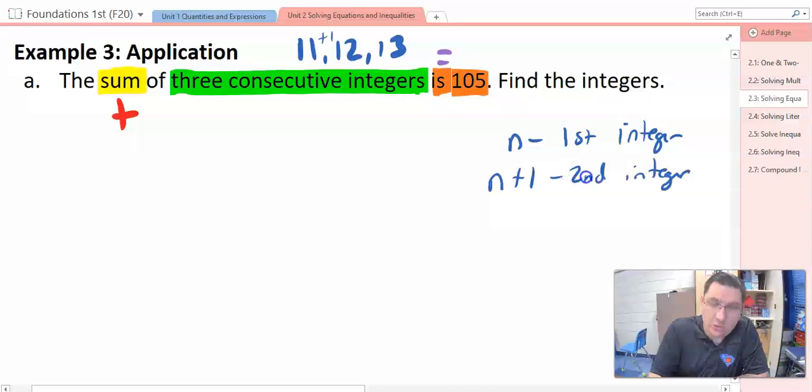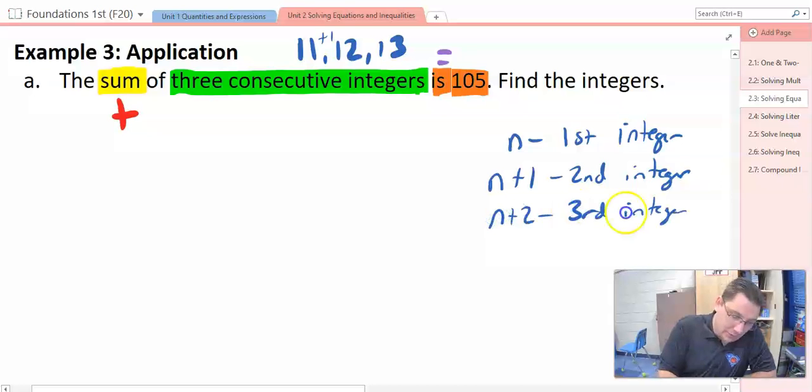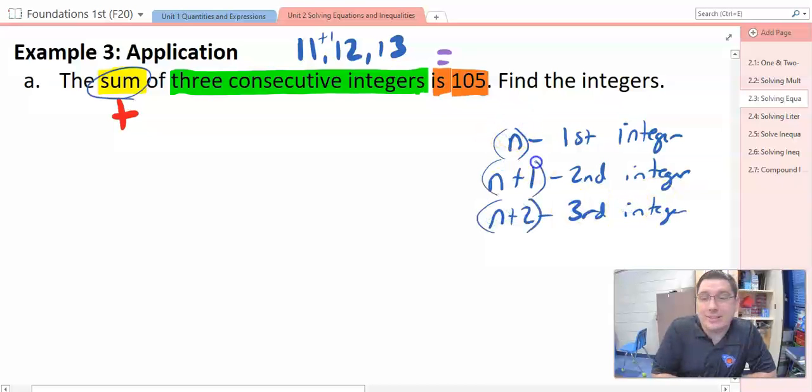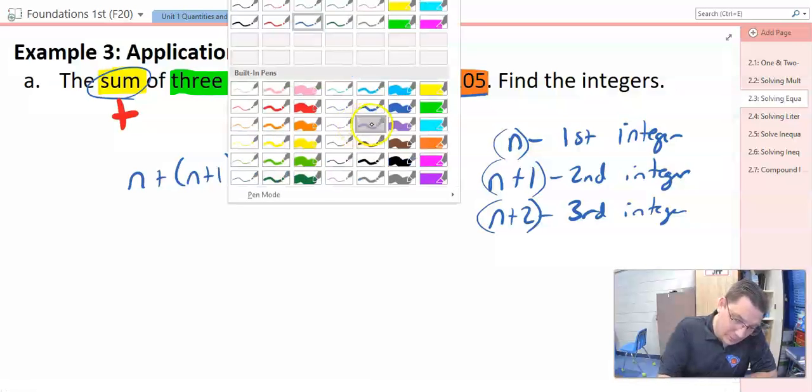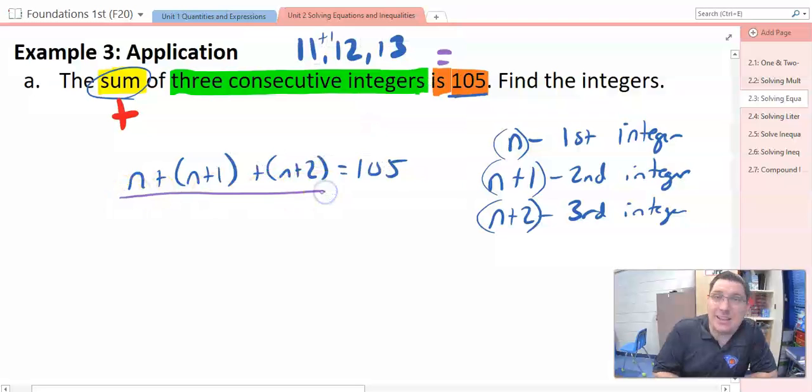And then the third integer is going to be what? Well, it's plus 1 from this one, so it's n plus 1 plus 1, which is n plus 2, the third integer. And so I want the sum of all this. So I'm going to take this n plus 1, and this n plus 2, and add them all together. So the statement is going to say n plus n plus 1 plus n plus 2 is equal to what? 105.